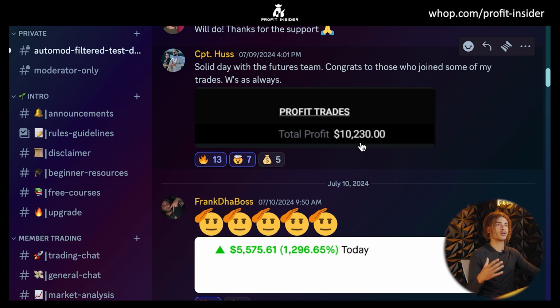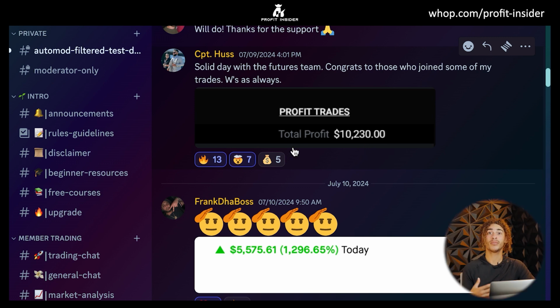This shows the importance of targeting high quality setups, because if he was not targeting high quality setups, he may have made some money, but he probably would have only made $100, $200. He would not have made 10 grand.